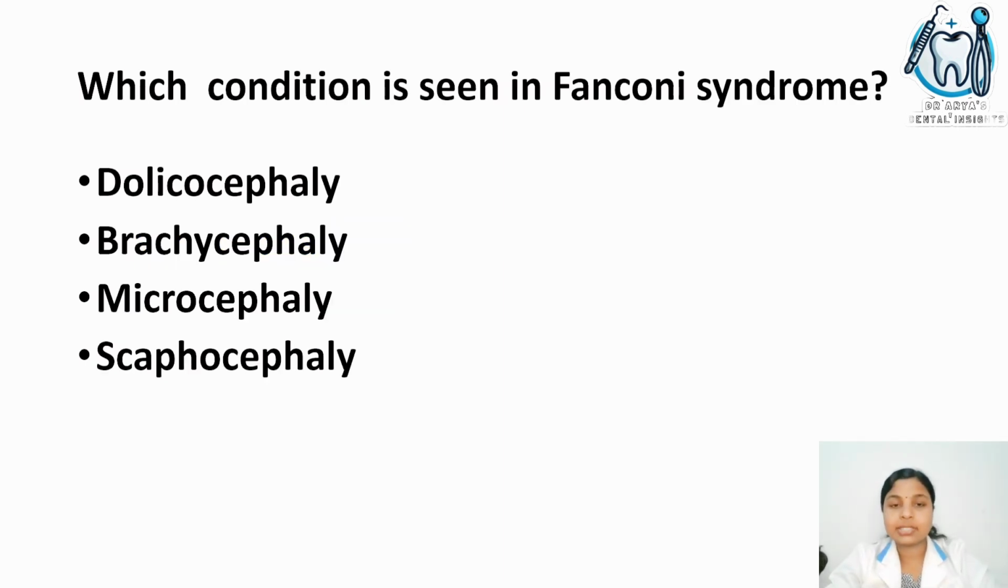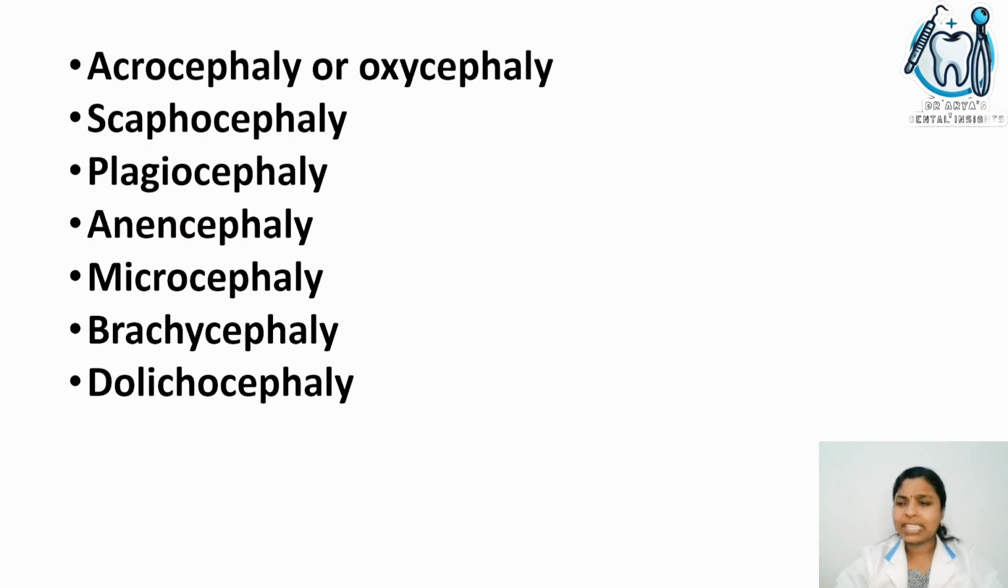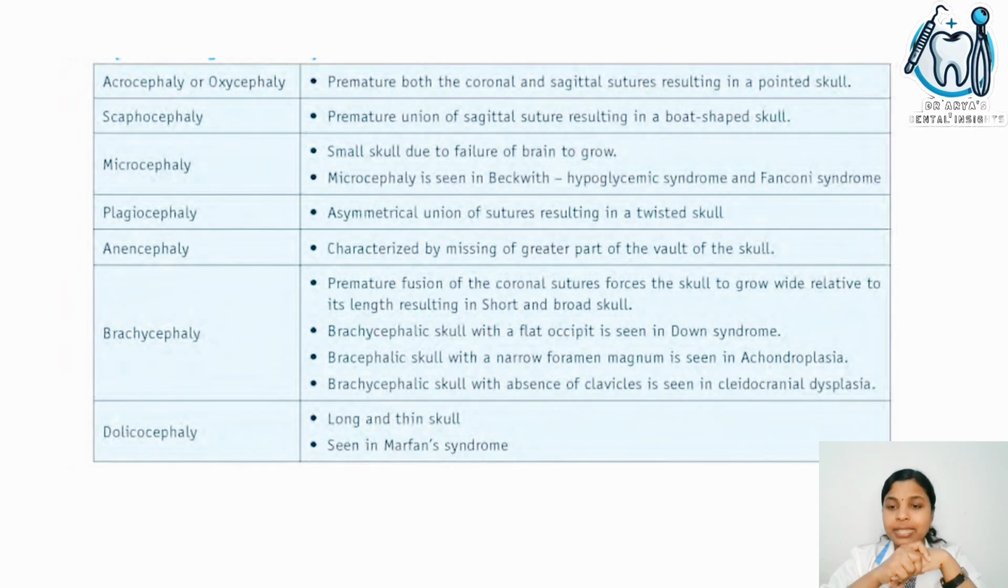So coming to the next question, which condition is seen in Fanconi syndrome? Dolichocephaly, brachycephaly, microcephaly or scaphocephaly? Okay, let's see some conditions. That is acrocephaly or oxycephaly, scaphocephaly, plagiocephaly, anencephaly, microcephaly, brachycephaly, and dolichocephaly. So let's see one by one.